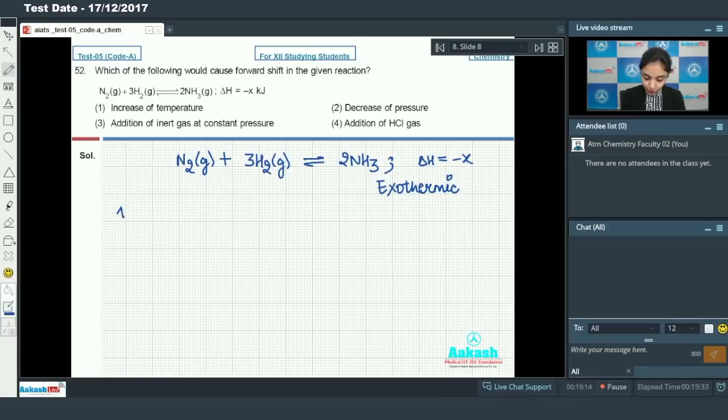Now in the first option, we are increasing the temperature. Since the reaction is exothermic, increasing the temperature will cause a backward shift in the reaction, because this reaction is favored by low temperature conditions. So if we increase the temperature, there will be a backward shift in the reaction.